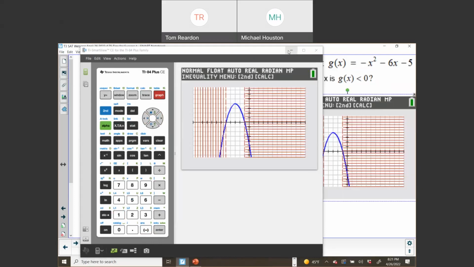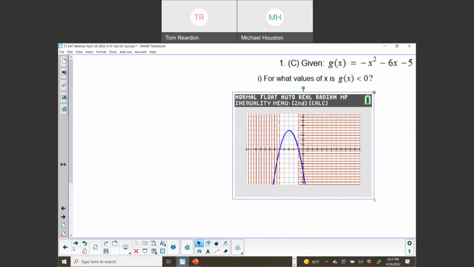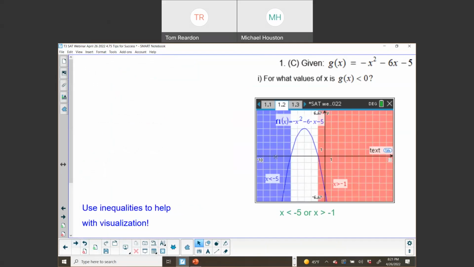And I love that it's really highlighted to me and the student that where this is shaded, the graph is negative. The values for g of x are negative. And so putting that algebraically, I did it in green here: x is less than -5 or x is greater than -1, using the inequalities app. And then on the Nspire, I did this in 2 different colors to highlight where it's negative.